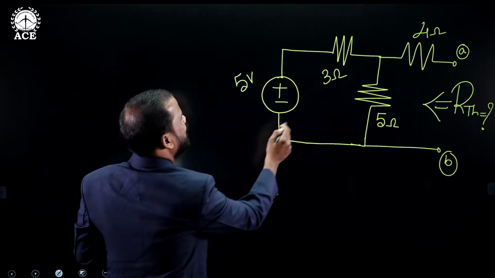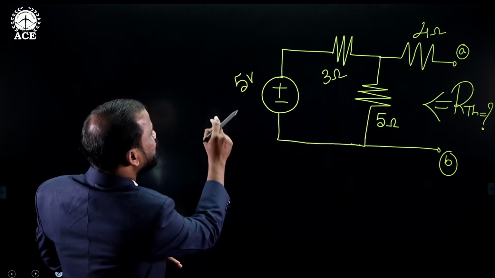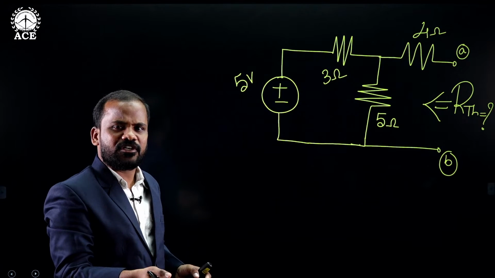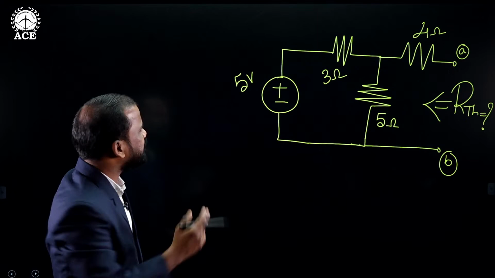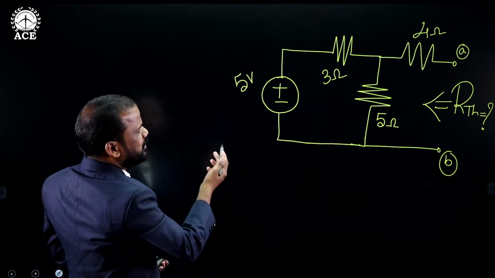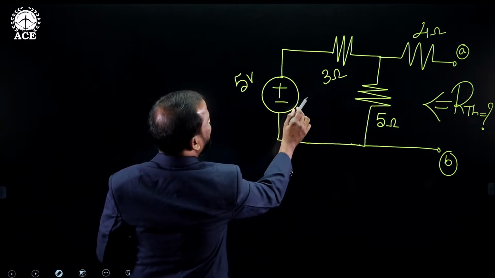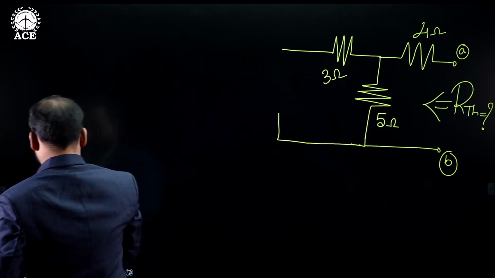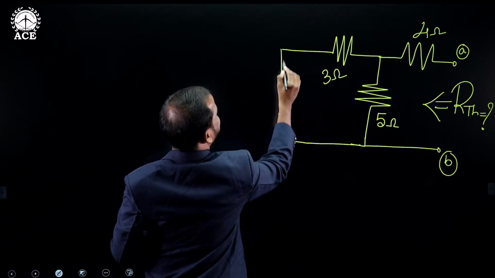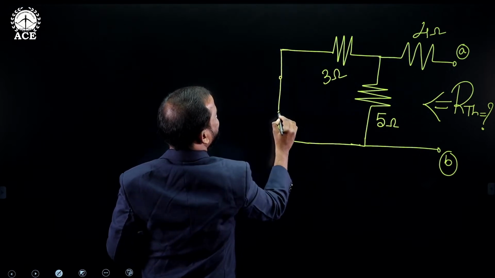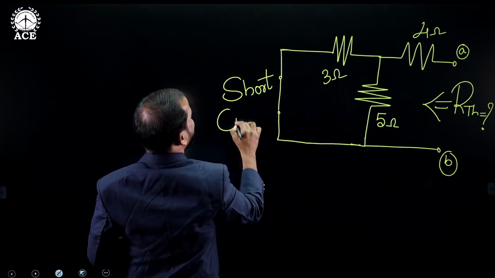Now for that, what I need to do? For finding that, I need to short circuit this, because the network consists of only 1 voltage source. If more than 1 voltage source, you need to short circuit all. If the network consists of current sources, you need to open circuit all. But we do not have any more than this particular voltage source, so I need to short circuit this. Short circuit means I am simply showing it like this. So this is short circuited.